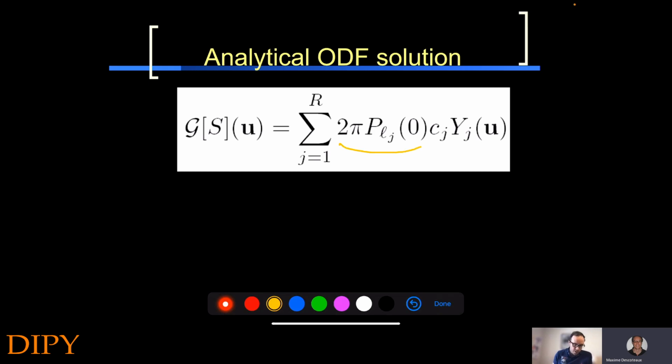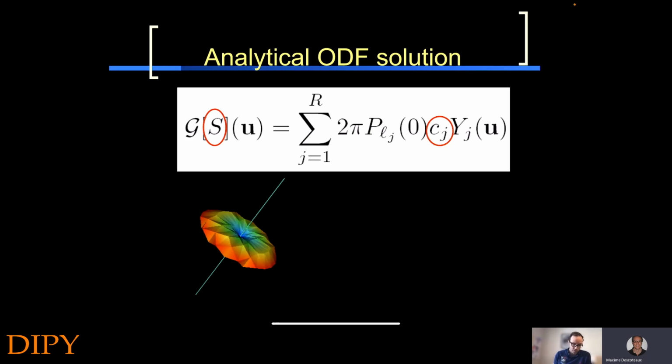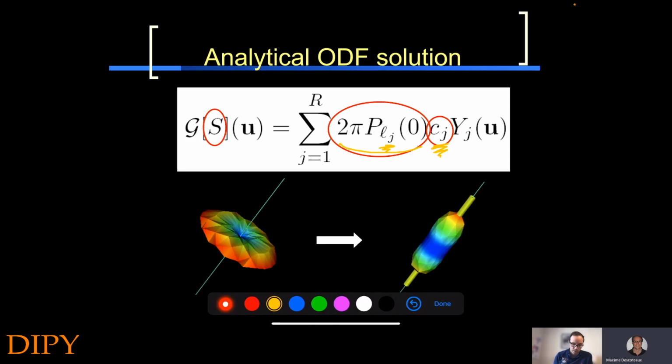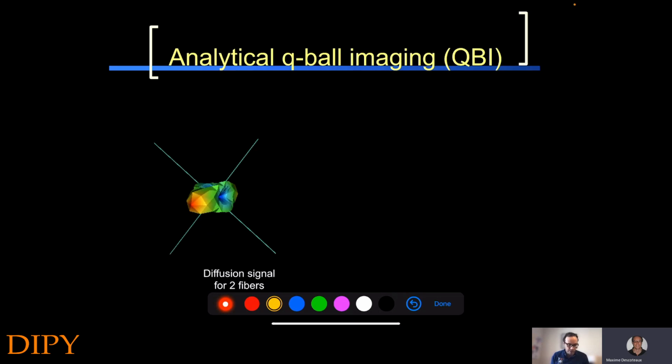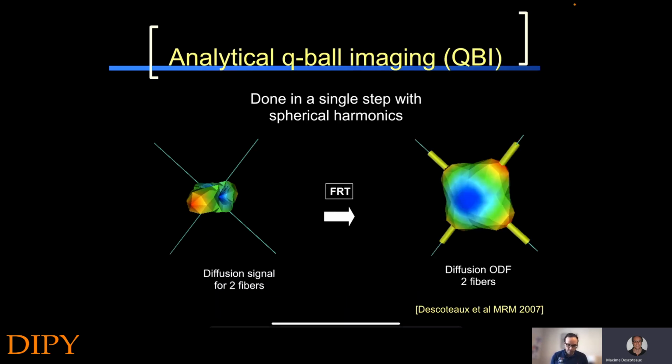You can read the paper. There's a nice proof to it. So it's just simple math on the coefficients, right? So you get the signal, you get the C coefficients, and you apply 2 pi times the Legendre polynomial, evaluated at 0 for the specific order. And a little bit like magic, you get your solution. This just transforms the signal and performs this transformation analytically. And so you get your ODFs.